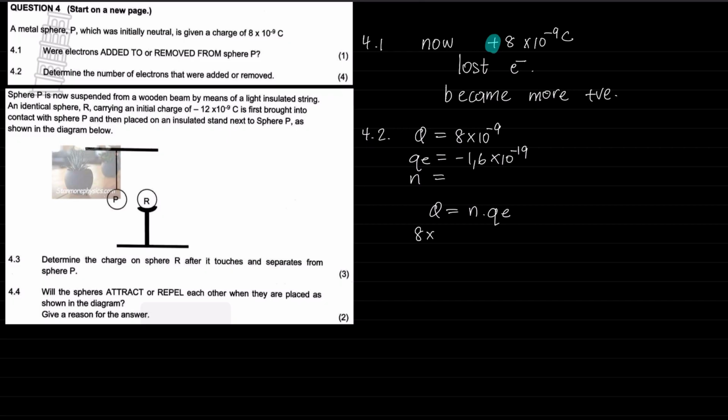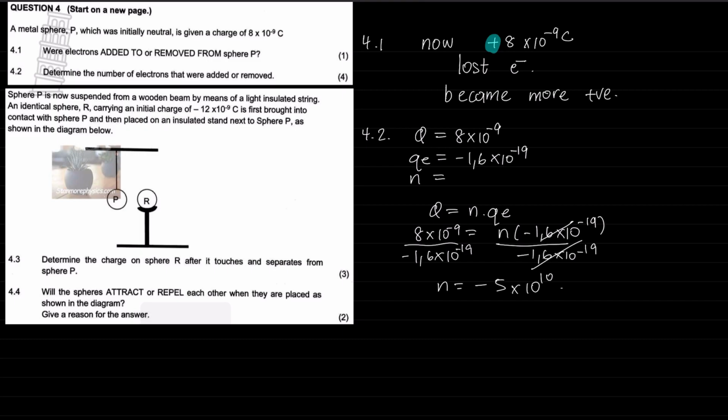Q is 8 times 10 to the negative 9, and that's equal to N multiplied by minus 1.6 times 10 to the negative 19. Now to solve for N, you just need to divide both sides by minus 1.6 times 10 to the negative 19. That will cancel, and my answer N is equal to minus 5 times 10 to the power 10 electrons.